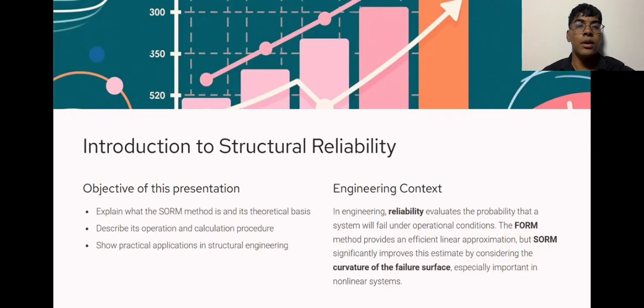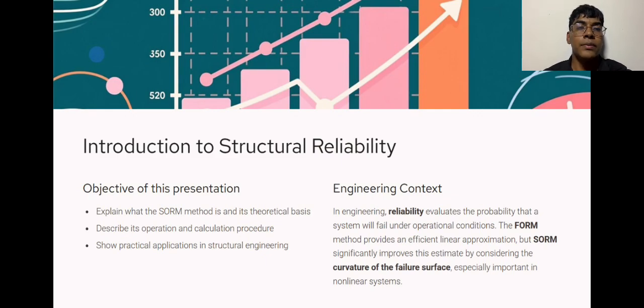In general, we often deal with uncertainty. Materials, loads, and conditions are not always predictable. Reliability methods help us estimate how likely a structure or system is to fail. The first order reliability method, or FORM, provides a basic linear way to estimate this probability.